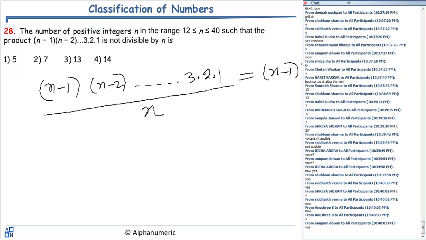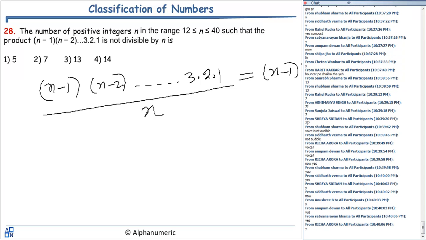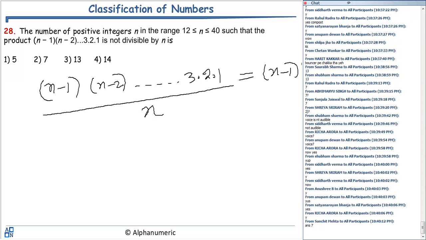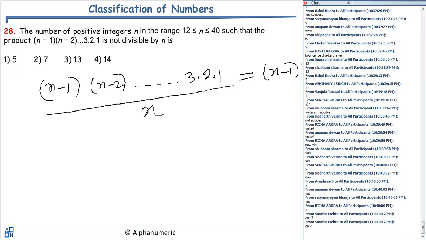Okay, ठीक है. Now, what I was saying is that n minus 1 into n minus 2 till 3 into 2 into 1 is nothing but n minus 1 factorial. And it says that n minus 1 factorial is not divisible by n. This is only true for prime numbers. Why? Because a prime number can never be written as a product of two numbers.